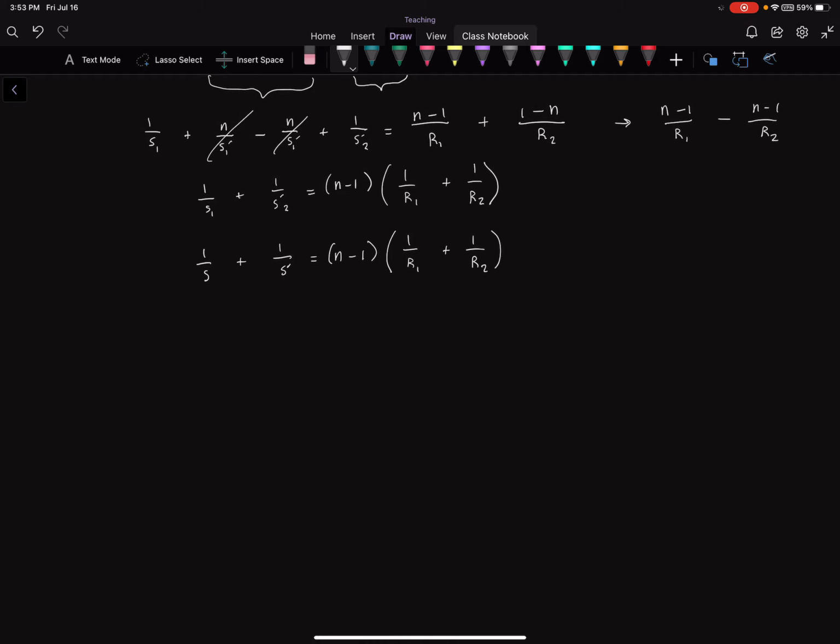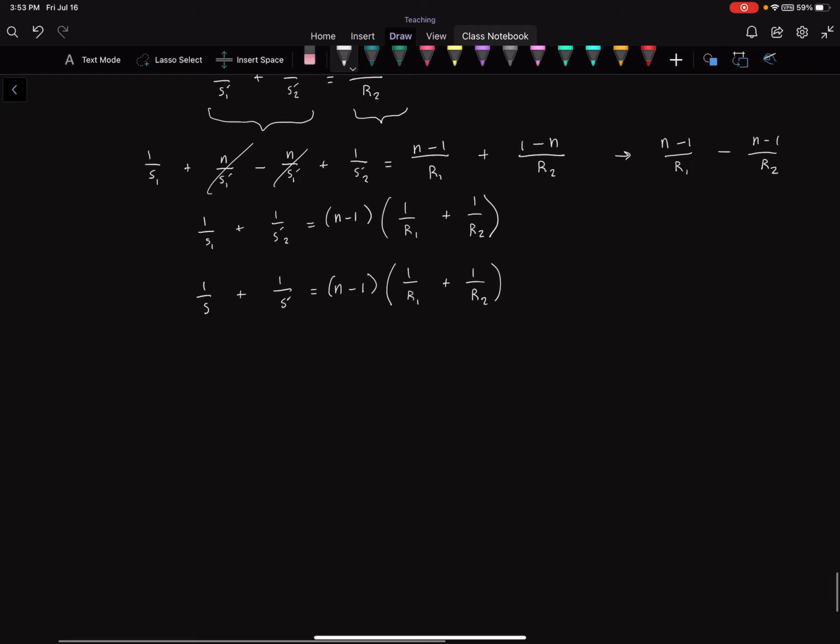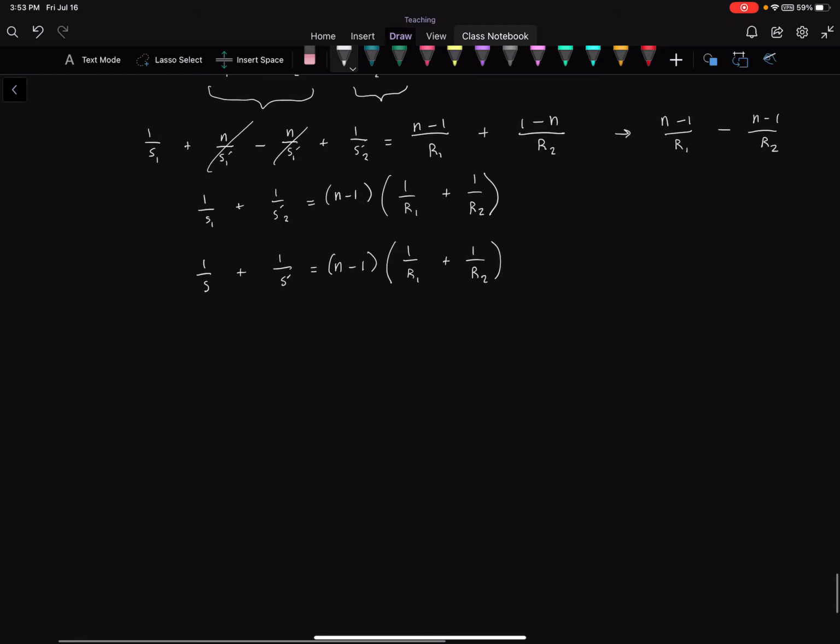Now we can recognize that the left side is very familiar. The left side is our thin lens equation: 1 over s plus 1 over s prime is equal to 1 over the focal length. So we can say n minus 1 times 1 over r1 plus 1 over r2 is equal to 1 over the focal length. Beautiful. We have arrived at what we wanted.